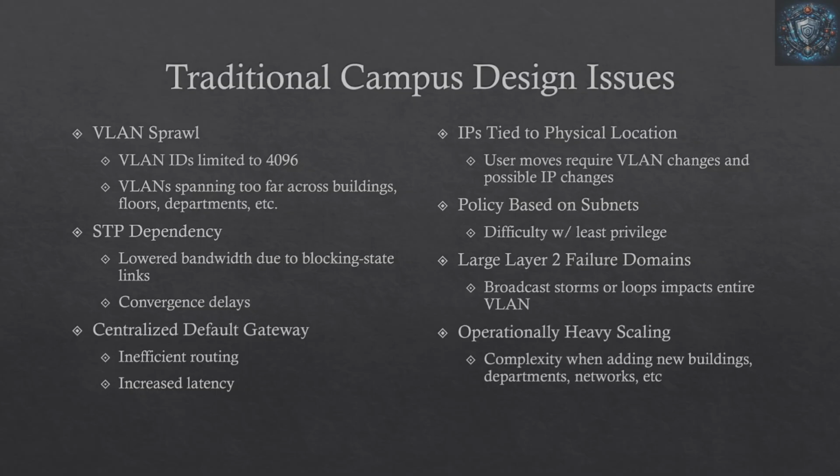And then finally, operationally, we have heavy scaling issues. If we're talking about adding a new department, a whole new network, maybe for IoT or some other different type of network, or a whole new building, the complexity of adding additional VLANs, adding additional trunks, IP address assignment, and reservation pools is going to cause issues when we're looking at those legacy traditional design ideas.